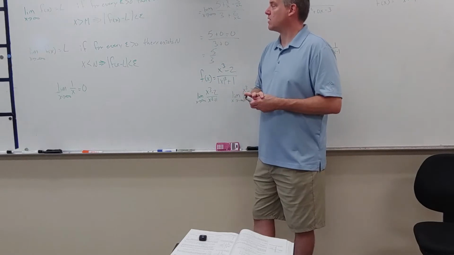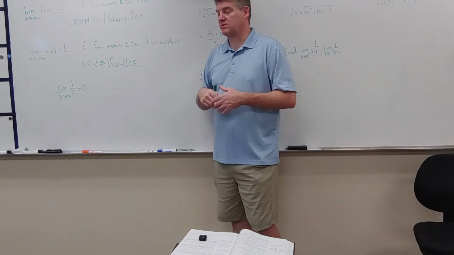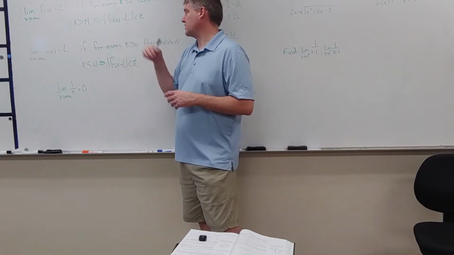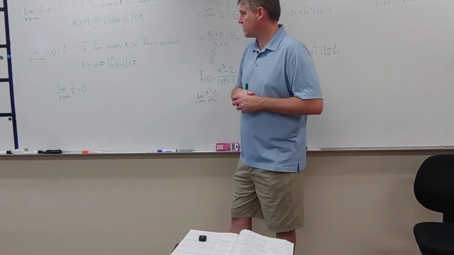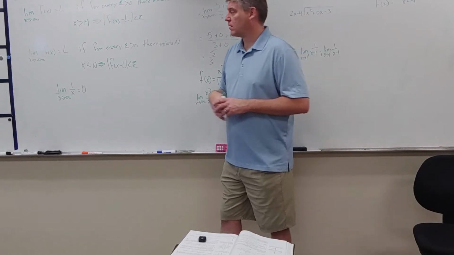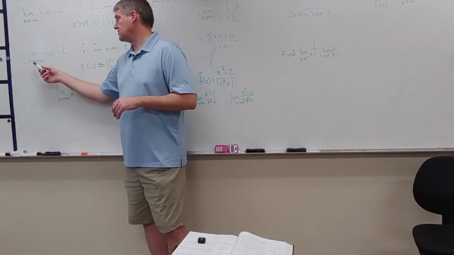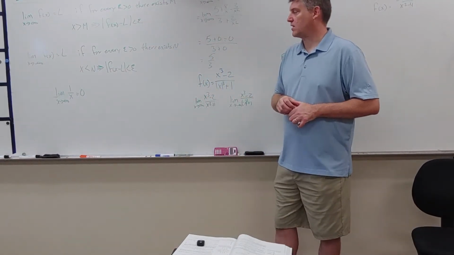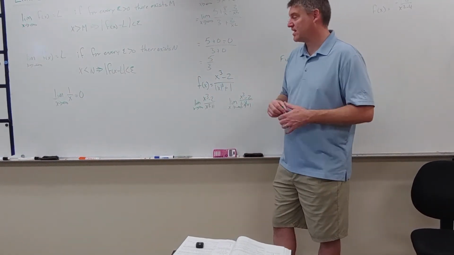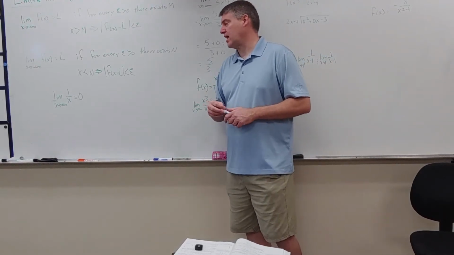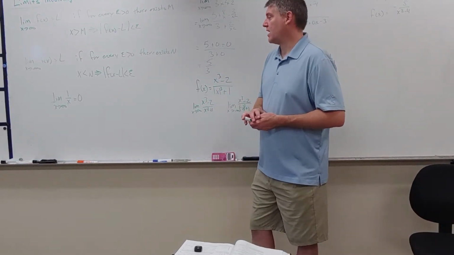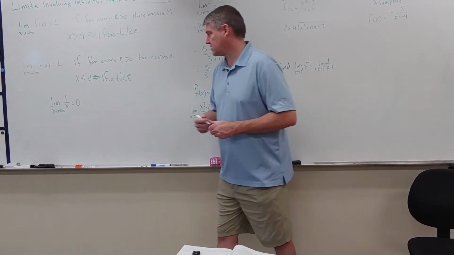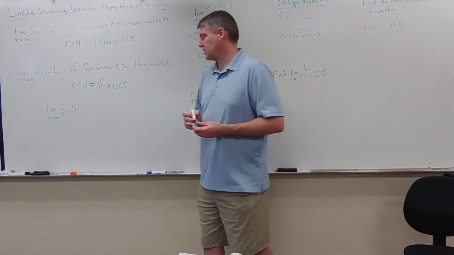if for every epsilon greater than 0, there exists an M such that x greater than M implies the absolute value of f of x minus the limit is less than epsilon. And the limit of f of x as x goes to negative infinity equals L if for every epsilon greater than 0 there exists an N such that x less than N implies the absolute value of f of x minus L is less than epsilon.